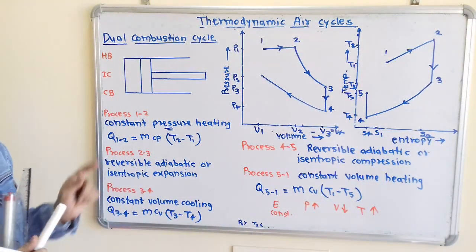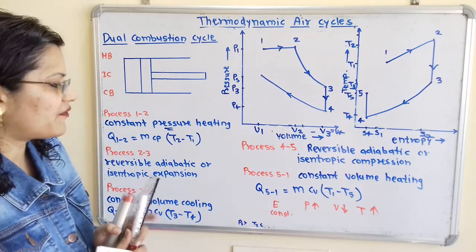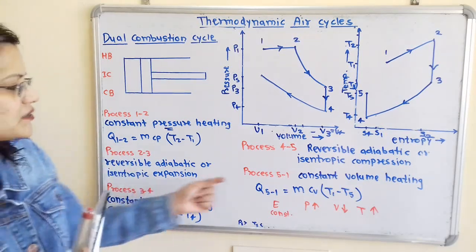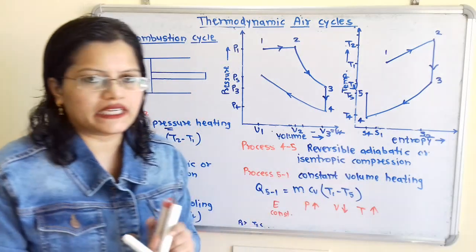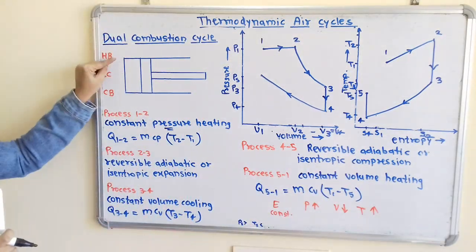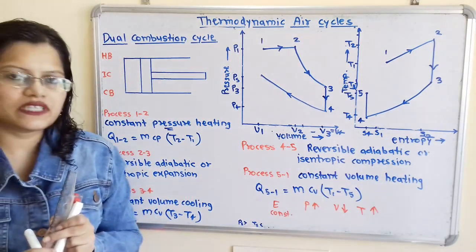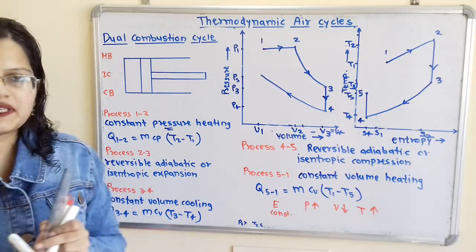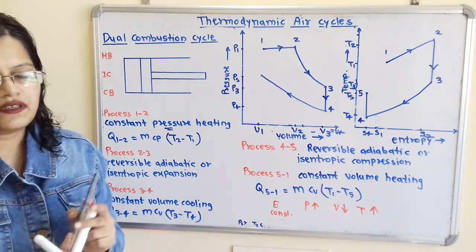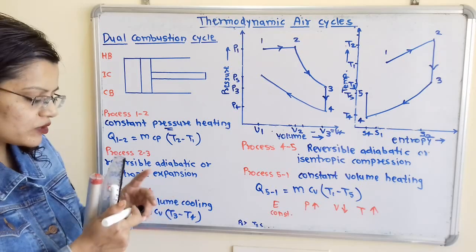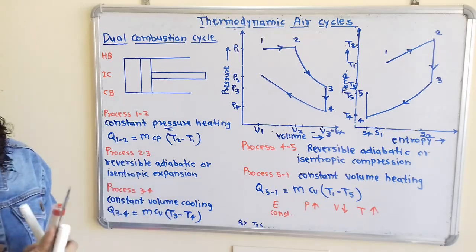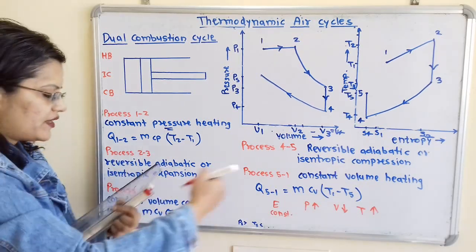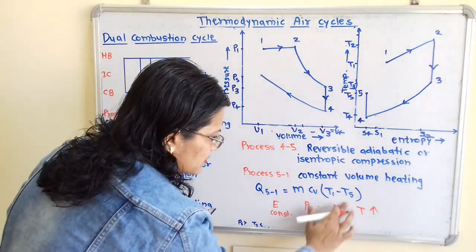Now we will move for the next process, that is process 5 to 1. During this process, constant volume heating. So again hot body is brought in contact with the bottom of the cylinder and the volume remains constant. Now this is the important point. So what is the effect on other parameters when heating process is taking place?